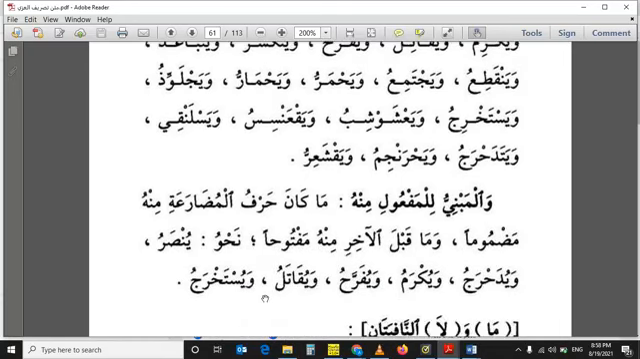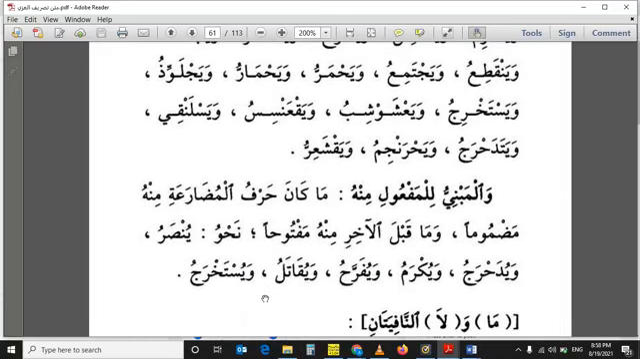Wal mabniyu lil maf'uli minhu. Now the passive continuous tense verb. Ma kana harful mudara'ati minhu madmuman. It is that which the harful mudara' will be madmum. That is either our ya or hamza or nun or ta, it will be madmum. وَمَا قَبْلَ الْآخِرِ مِنْهُ مَفْتُوحًا. And the second to the last alphabet of it will take fatha.